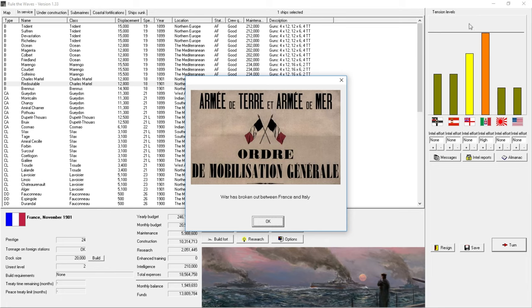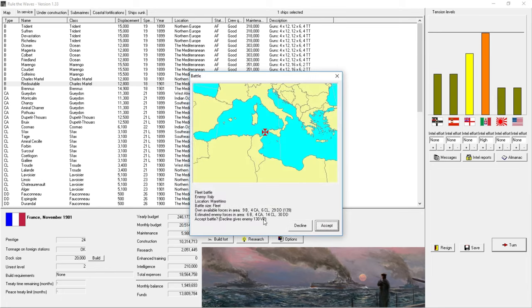I don't know why. Tensions were high, but it didn't really give us a reason. And look, right off the bat, there's a fleet engagement. Our own forces available in the area: 9 battleships, 4 heavy cruisers, 6 light cruisers, 29 destroyers. The enemy forces in the area: 6 battleships, 4 heavy cruisers, 14 light cruisers, and 30 destroyers. We can either accept the battle or decline it. It appears to be just southwest of Sicily. If we do decline, the enemy gets 130 victory points to start the war, so we know we're not going to do that.